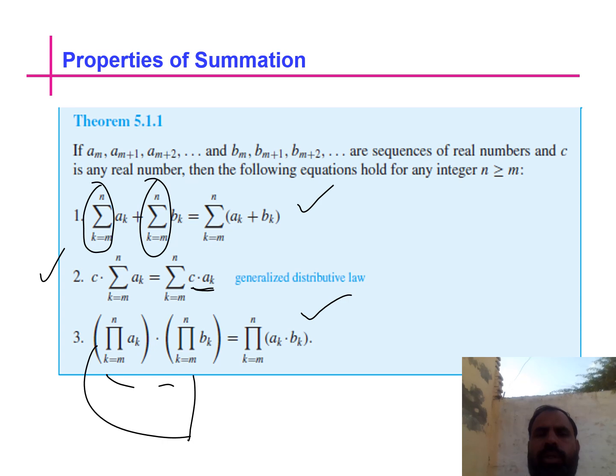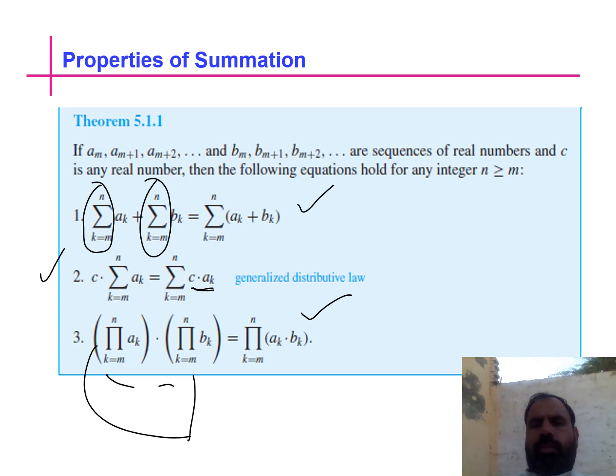Here are the properties of summations. If a_m, a_m plus 1, a_m plus 2 and b_m, b_m plus 1, b_m plus 2 are sequences of real numbers, and c is any real number, then the following equations hold for any integer n greater than or equal to m. The summation of a_k, k varies from m to n, plus the summation of b_k, where k varies from m to n, will become the summation of a_k plus b_k. We can add these two, k varies from m to n.